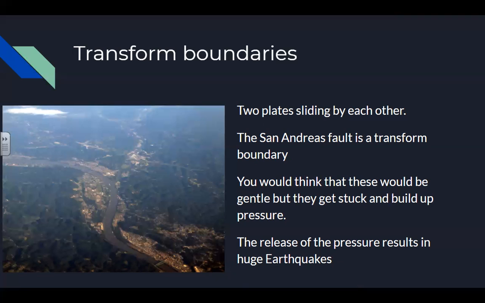There's a fault that is in California. It's called the San Andreas Fault, and it is a transform boundary. It can create really large earthquakes. We'll see a little bit of that. Okay, so those are the plate boundaries, and you should already know this from last time.